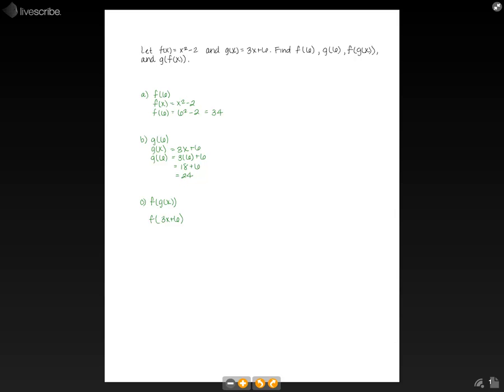So in parts A and B, when we had 6 in the argument, we just plugged that in for x. And we're going to do the same thing here. So f of 3x plus 6 is equal to 3x plus 6 squared minus 2. So now what we need to do is simplify this. So we need to use FOIL to do the first part.